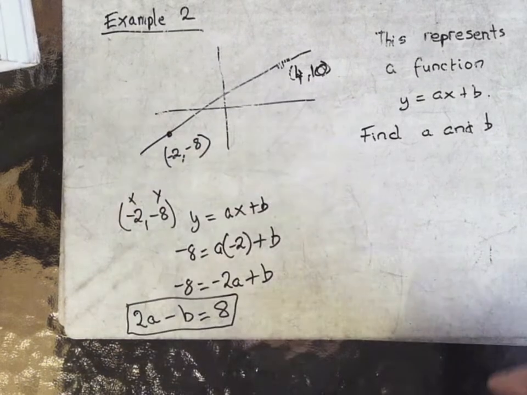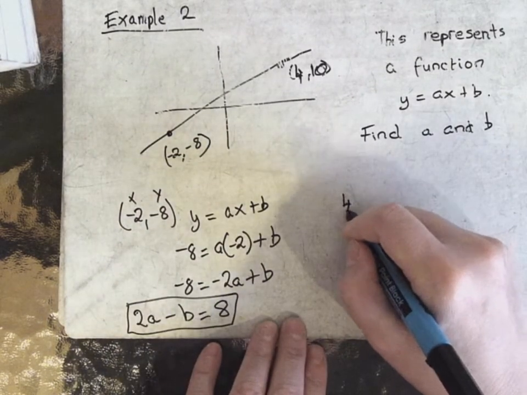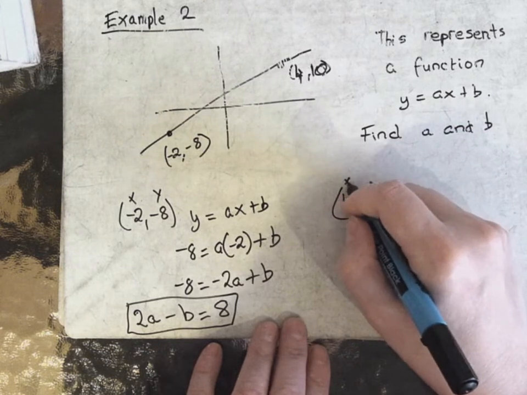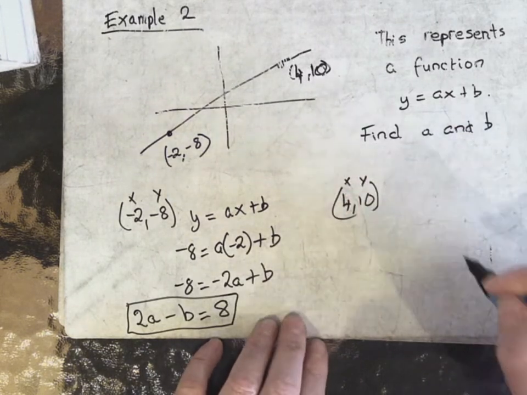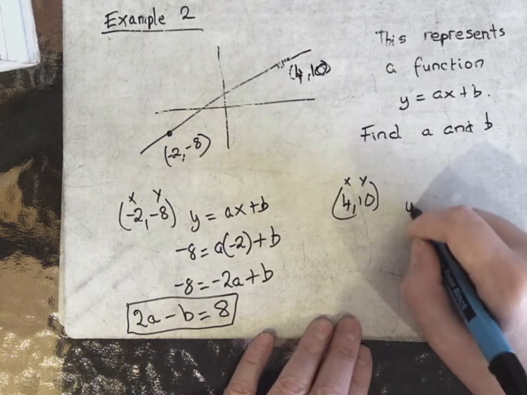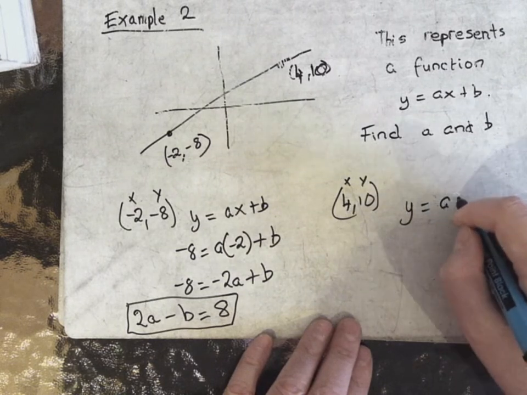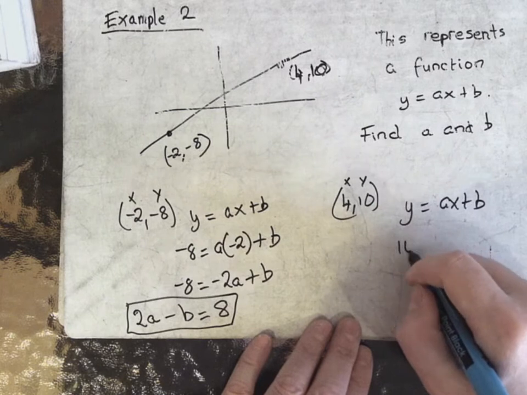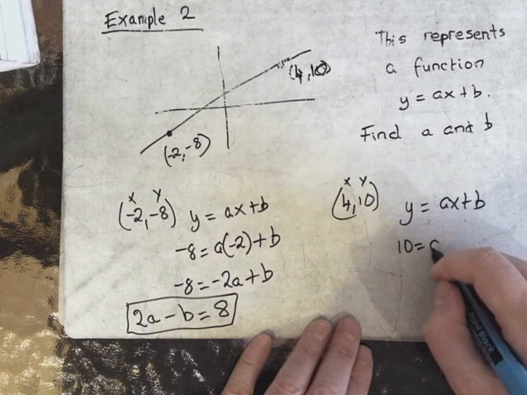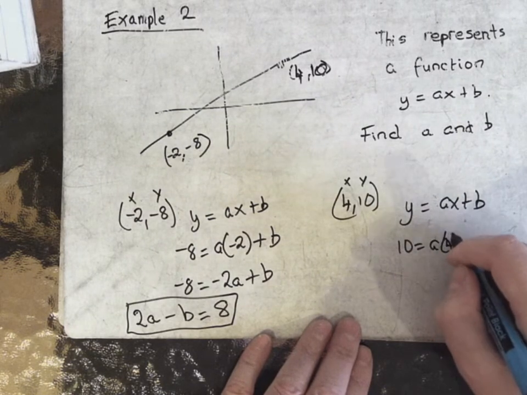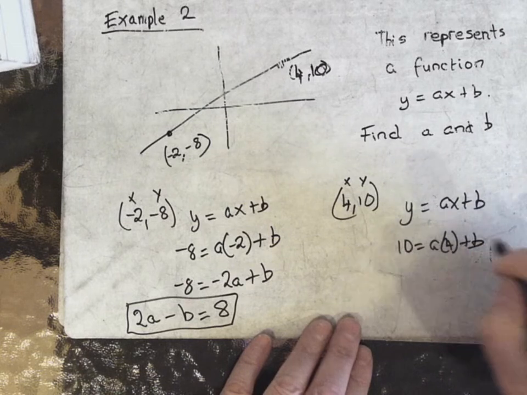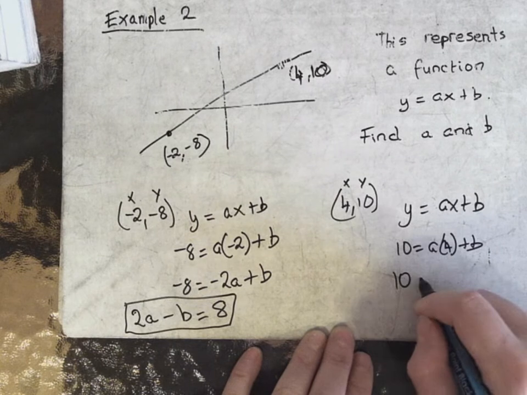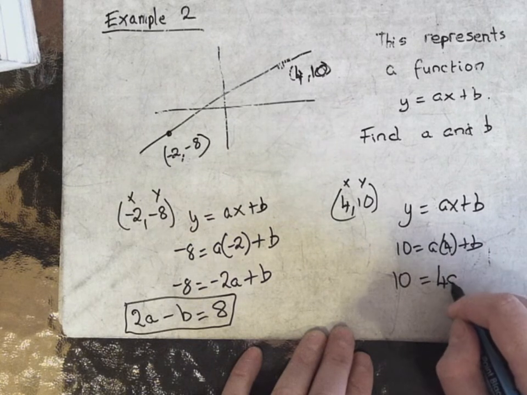To get my second one, I take my second point. So my second point is 4, 10. Everywhere I see an x, I put in a 4. Everywhere I see y, I put in a 10. So I take the general equation again, which is y equals ax plus b. So instead of that y, I'm putting in a 10. Instead of that x, I'm putting in a 4. And I don't know what a or b is, so I can't fill in for those. Okay, so then I get 10 is equal to 4a plus b.